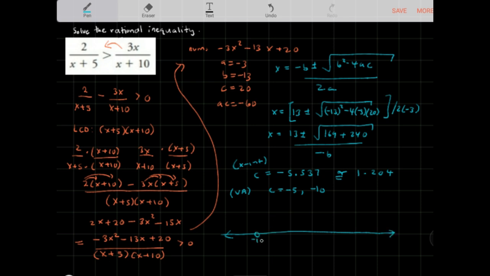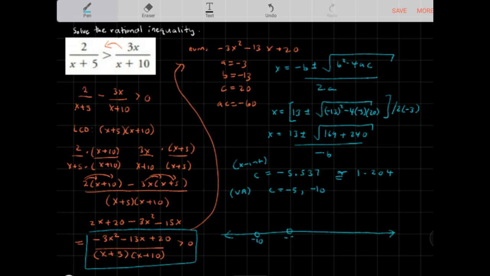So let's say that this is negative 10. I'm going to put the vertical asymptotes in an open circle. You can notice that because the expression itself is greater than 0, right? This is our simplified expression. Because it's greater than 0, we can understand that everything is going to be non-inclusive, right? So we're just going to use open circles for everything.